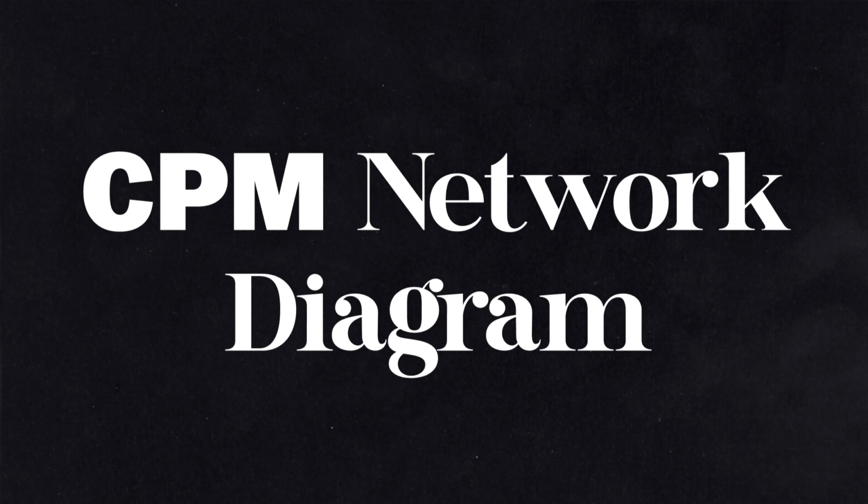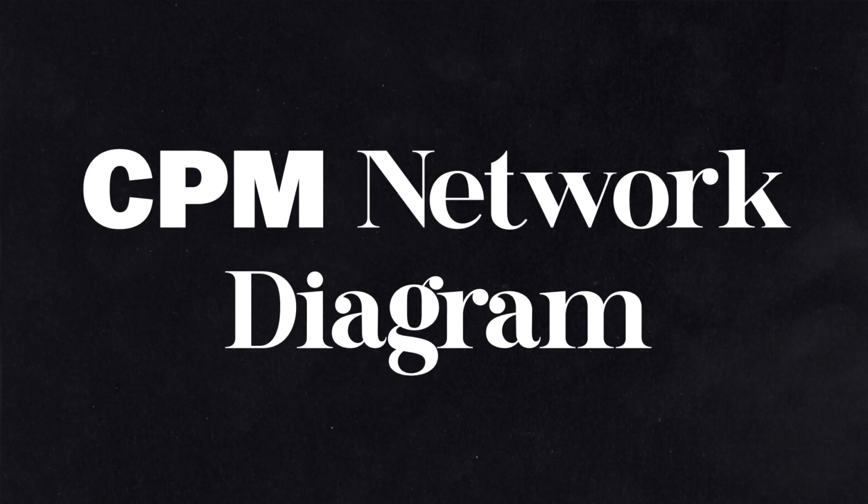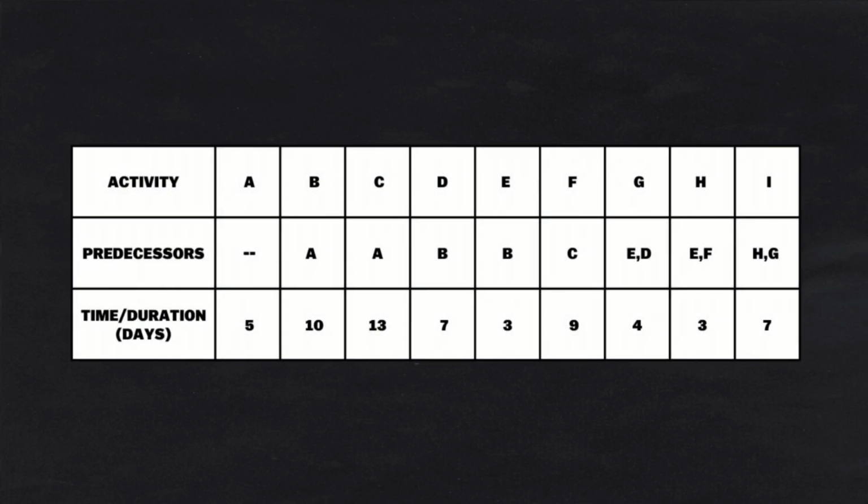Now, I will show you how to do the CPM network diagram. I will be working on this data to create the CPM network diagram. These 9 activities have corresponding predecessors and times. We have activity A, B, C, D, up to I. Activity A has no predecessors while activities G, H, and I each have 2 predecessors.